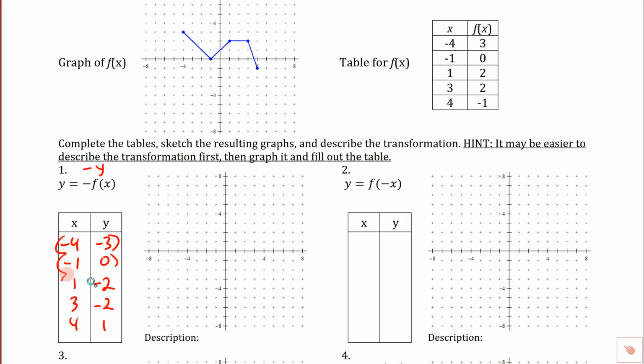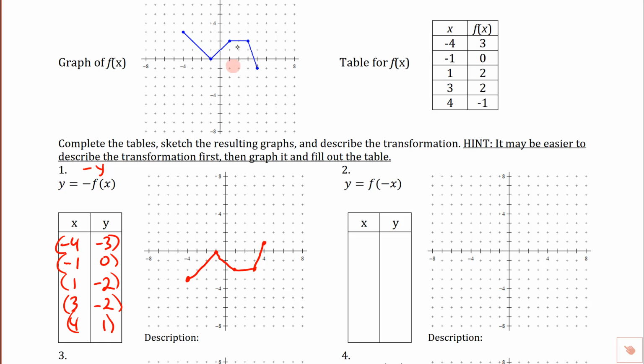So here are the x and y values that we're going to graph. So this is -4, -3. So we're down here. Then -1, 0 would be right there. 1, -2. So over 1 and down 2. Over 3 and down 2, and then 4, 1. 4, 1 would be right here. So we get this shape just like this.